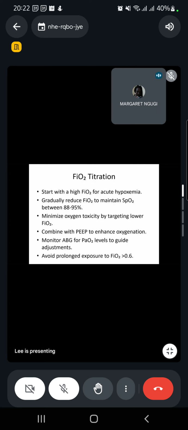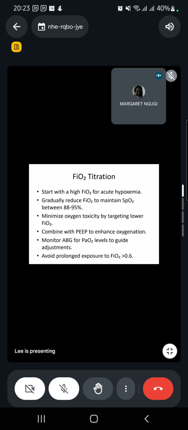So how do you titrate your FiO2? They said in the books that you have to make sure you start with a high FiO2 and a low tidal volume. And then you go decreasing your FiO2 and increasing your tidal volume, because you don't want oxygen toxicity. So your FiO2 is high initially, and then you go down as the saturations of the patient improve. As your target, remember, is 88 to 95.